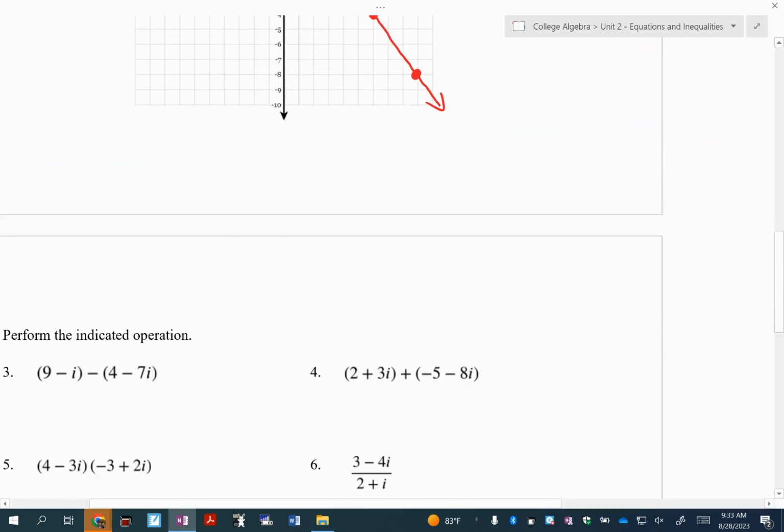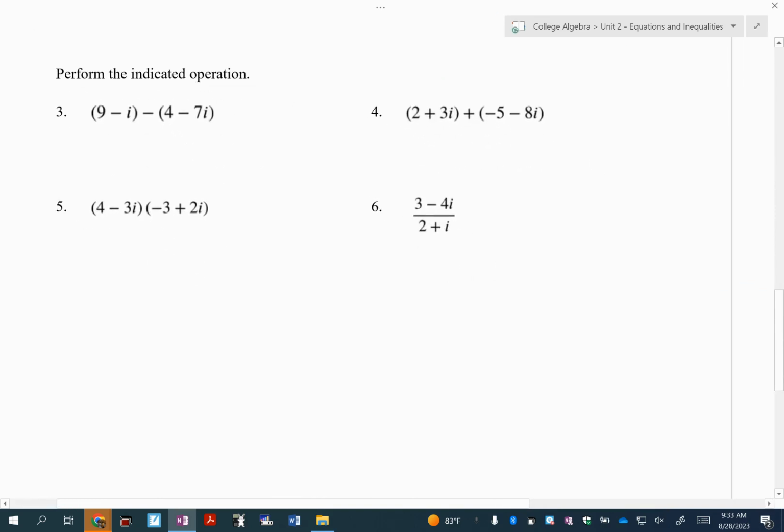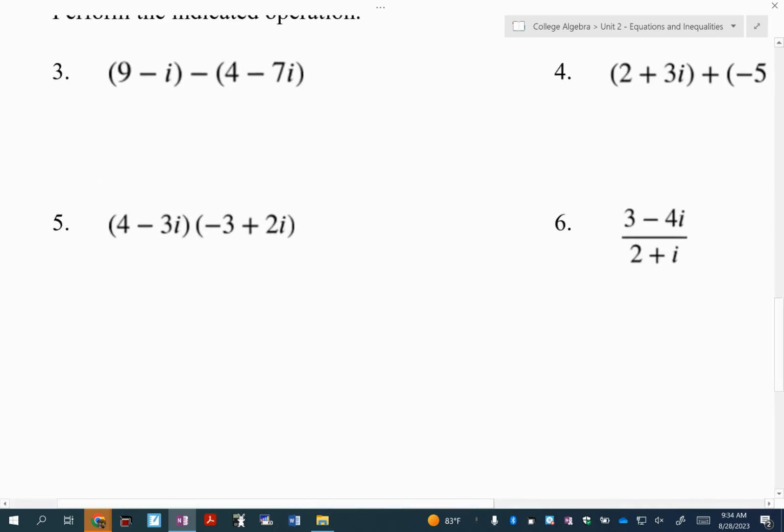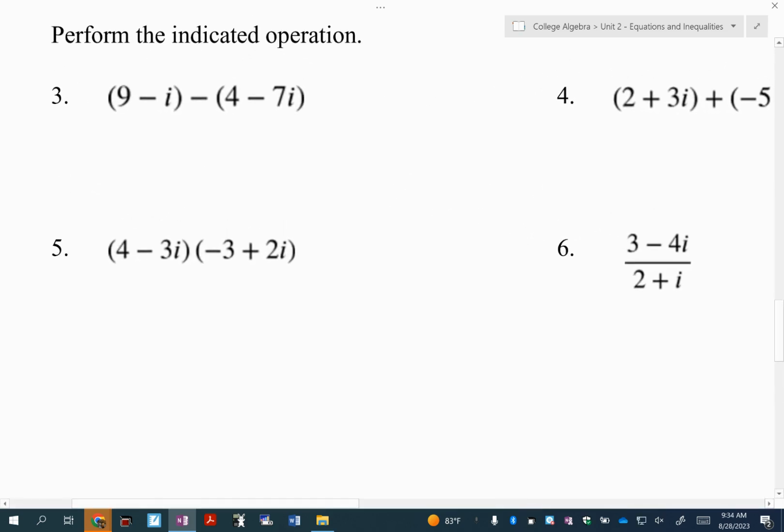All right, that was the first section, 2.2. Now we're going to go to the next section, 2.4, which was performing operations with complex numbers. You'll see I have all 4 operations: addition, subtraction, multiplication, and division. Let's go over how to do those. The first one is subtraction. 9 minus 4 is 5. Remember, I'm subtracting or adding the real pieces together first. Then I'm subtracting the imaginary pieces, which is negative i minus a negative 7i. Subtracting a negative is actually adding a positive, so it would really be negative i plus 7i, which is plus 6i.